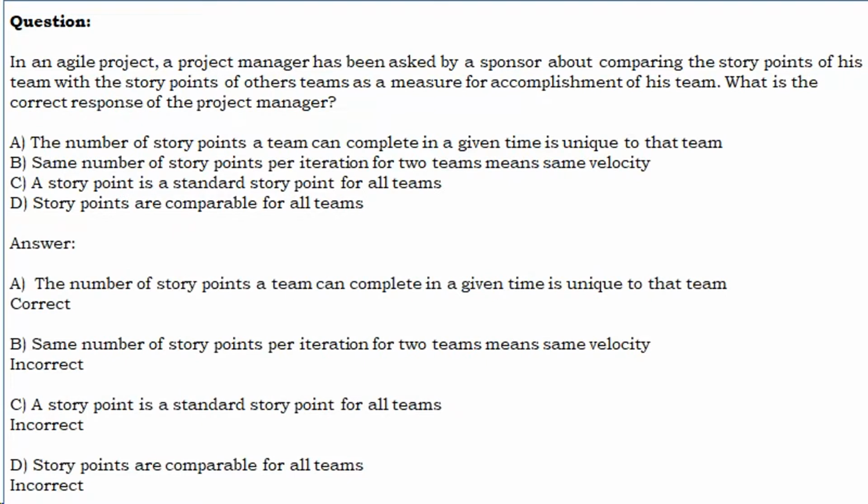A. The number of story points a team can complete in a given time is unique to that team. Correct. B. Same number of story points per iteration for two teams means same velocity. Incorrect. C. A story point is a standard story point for all teams. Incorrect. D. Story points are comparable for all teams. Incorrect.